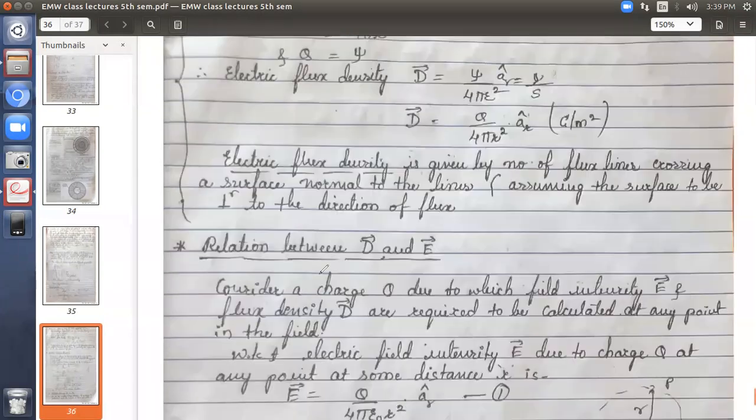Now this is about the electric flux and the electric flux density. As a note, whatever next three smaller short concepts are there, they may be helpful for you during problems. So I'm dealing with these.